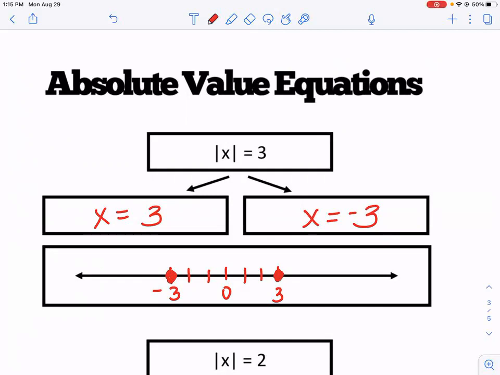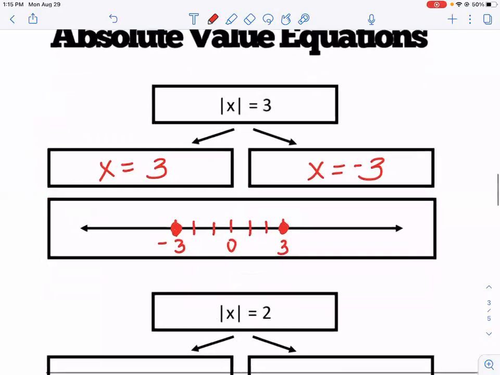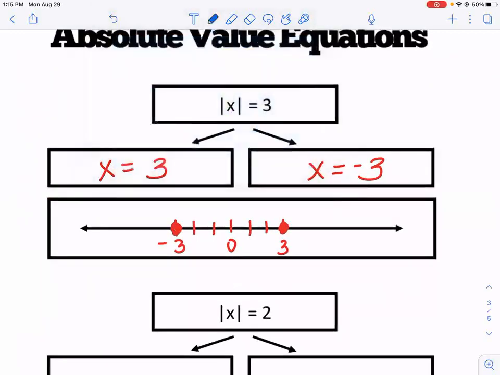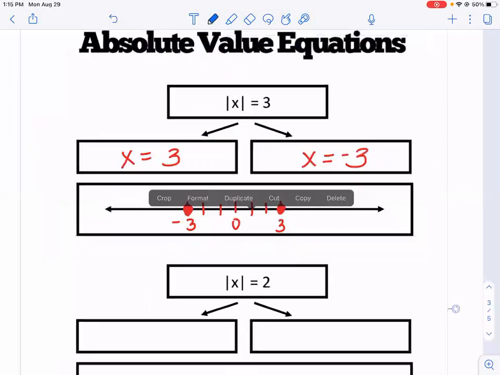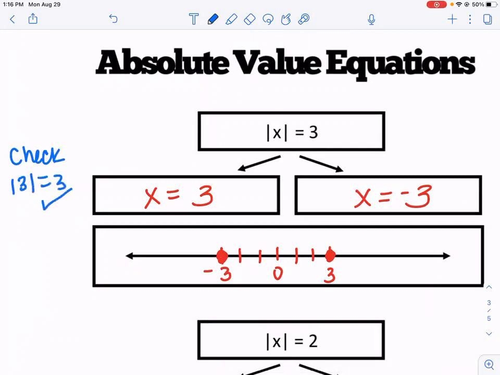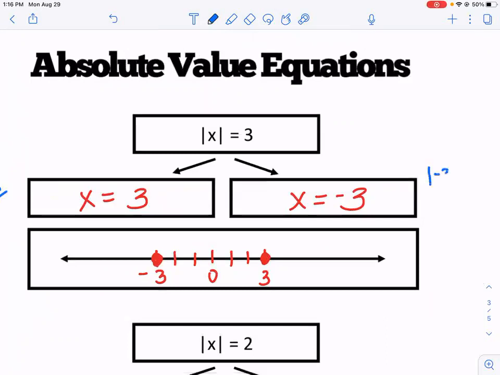Okay, cool. Now, this is maybe a little bit easier to do right now because our equations aren't too complicated, but I am going to make you always check. Do they have to take up the whole number line? It wouldn't have to take up the whole number line, no. So is the absolute value of 3 equal to 3? Yep. Is the absolute value of -3 equal to 3? Yep. Okay, so we checked our answers. We're good to go.